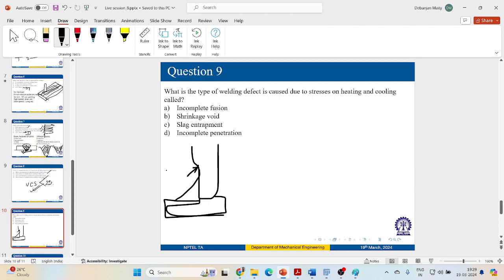So why is this happening? This can happen due to high welding current. This can happen due to larger arc length. And how can you repair that? You can weld with a smaller electrode or do some preheating, right? So this is something called undercut.